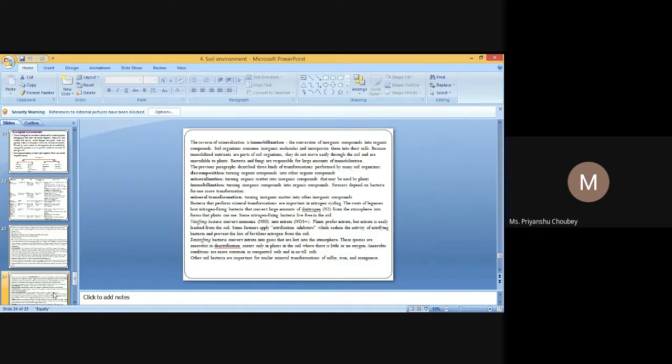Denitrifying bacteria convert nitrates into gases that are lost into the atmosphere. These species are anaerobic, so denitrification occurs only in places in the soil where there is little or no oxygen. Anaerobic conditions are more common in compacted soil and in no-till soil. Other soil bacteria are important for similar mineral transformations of sulfur, iron, and manganese.